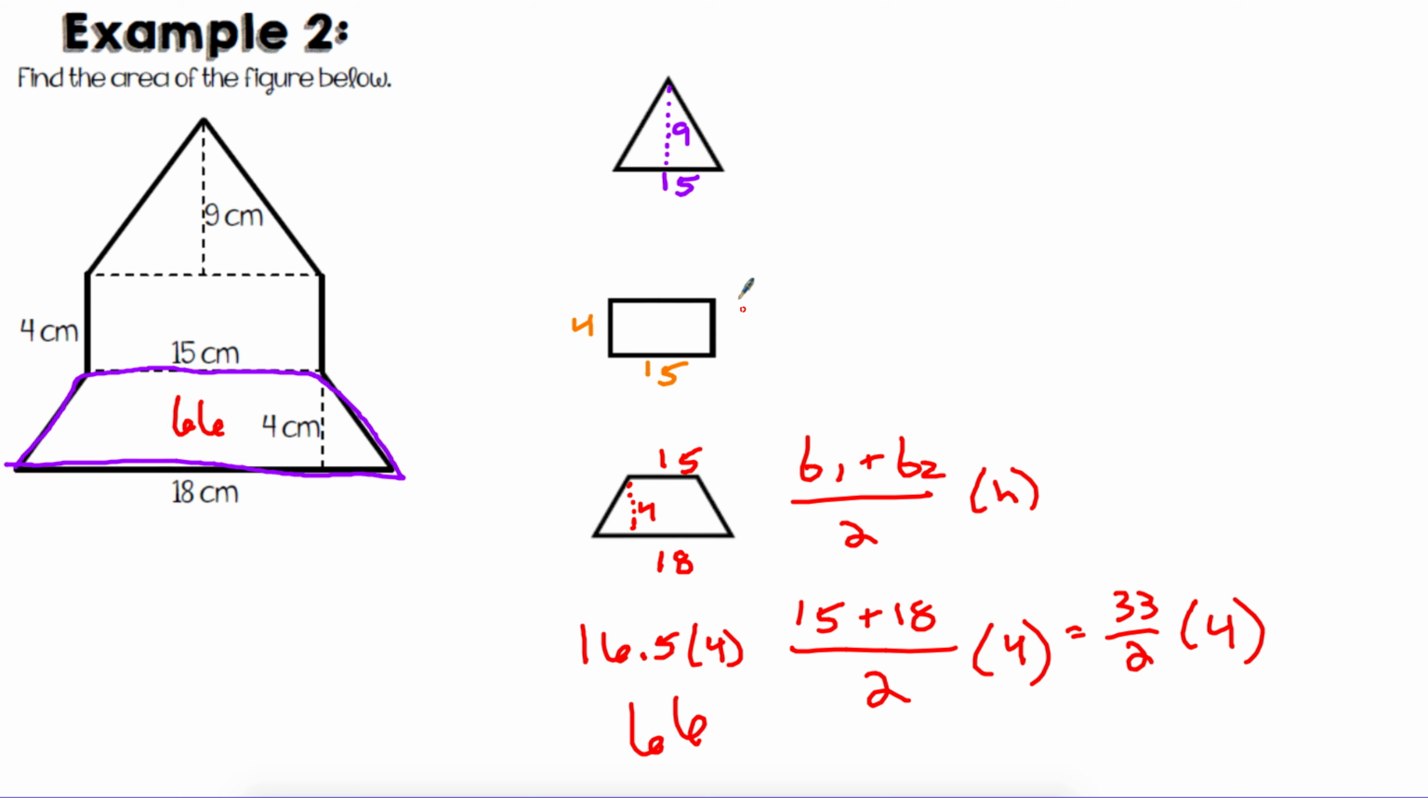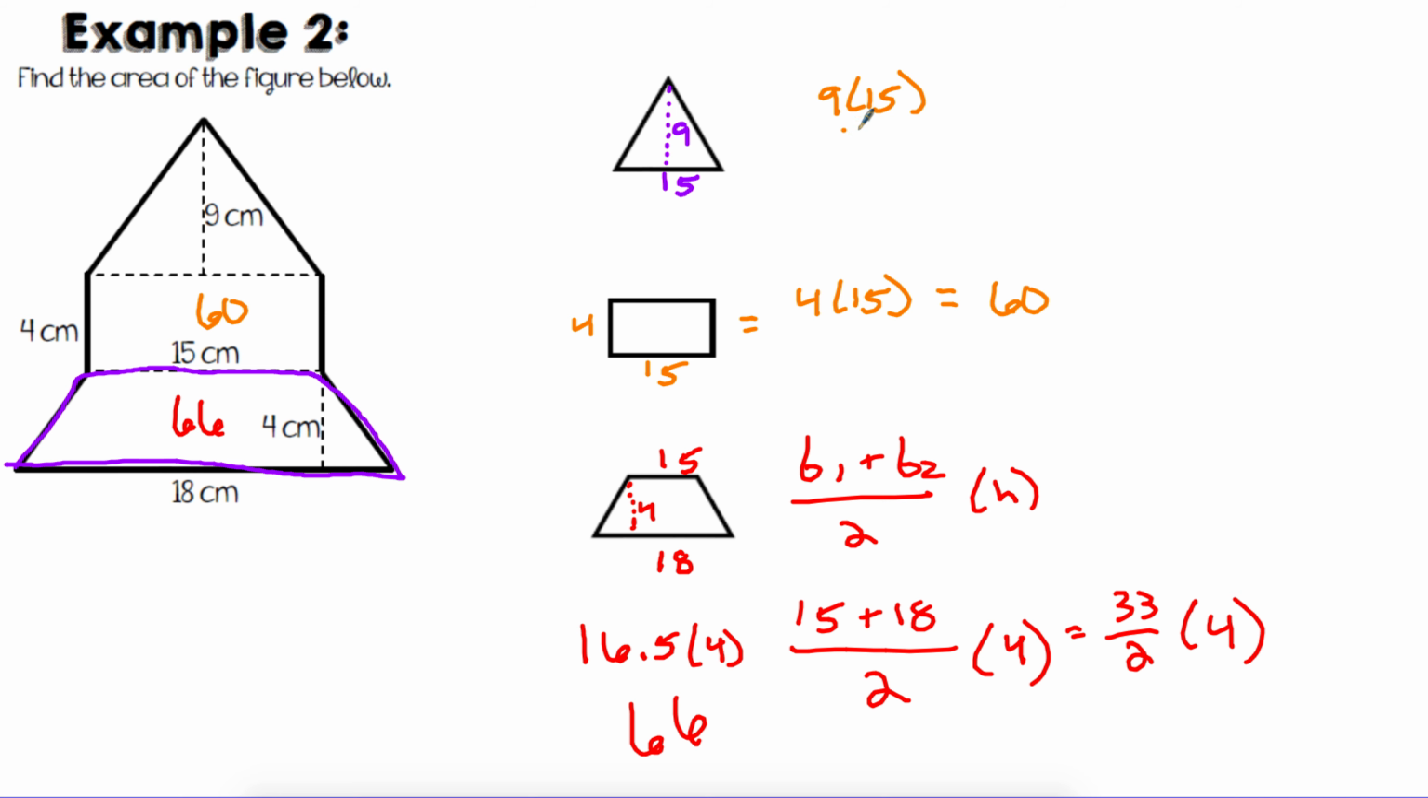Okay, the rectangle, just 4 times 15. That's an easy one. I'm multiplying my two sides, and I get 60. So the rectangle is 60. Okay, and then finally the triangle, base times height divided by 2. So I have 9 times 15.